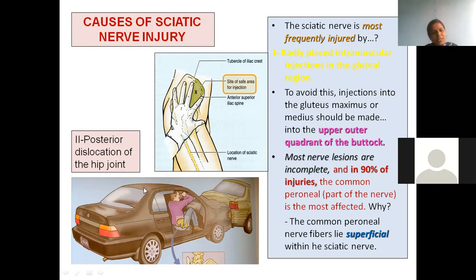Then, what are the other things which we see? Most nerve lesions are incomplete, and in 90% of injuries, see in road traffic accidents, when you are finding this type of injury, you will see the sciatic nerve is damaged. Okay, so if the knee area is involved, you will see the common peroneal nerve may be damaged.